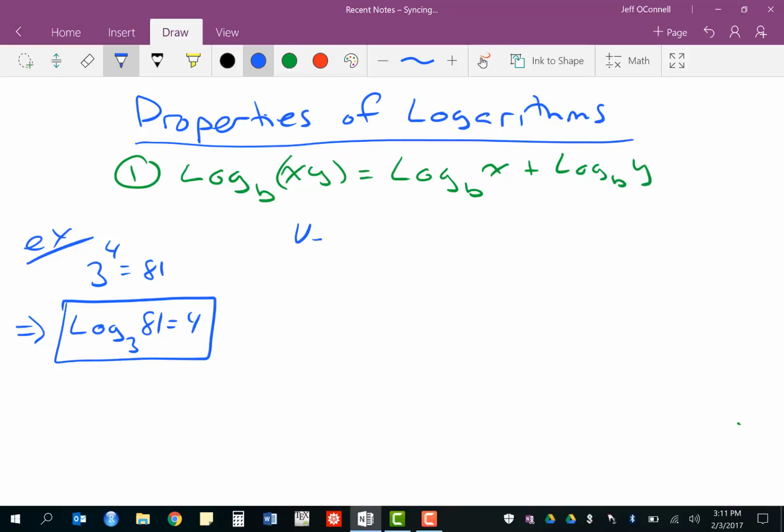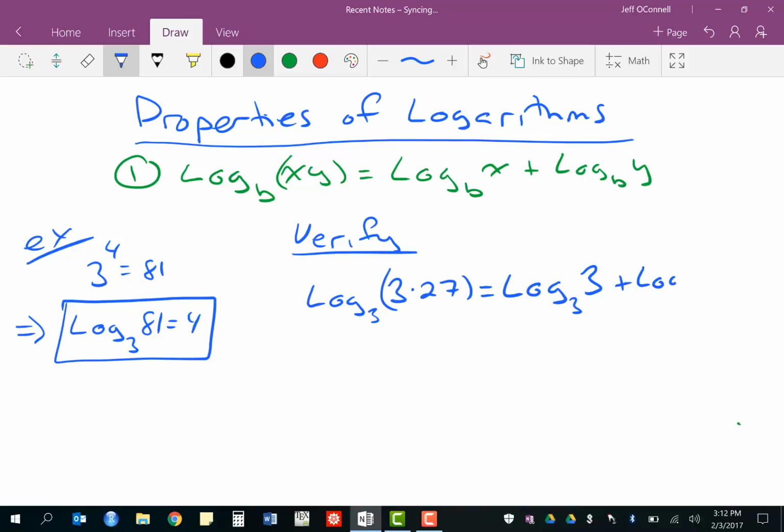And so now when it comes to this property, I am going to try to verify it. And the way that I'm going to verify it is that I will consider the log base 3 of 3 times 27. And if you check, 3 times 27 is equal to 81, so this should be equal to 4. And what I'm going to do is try to evaluate it using this property, because if this property is true, then it should be the log base 3 of 3 plus the log base 3 of 27.